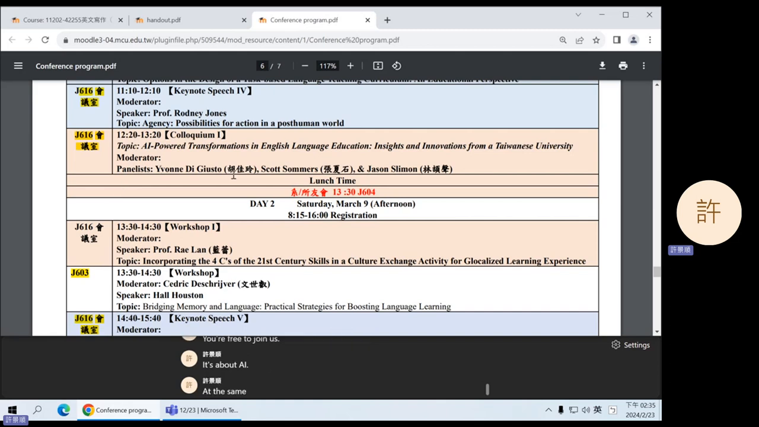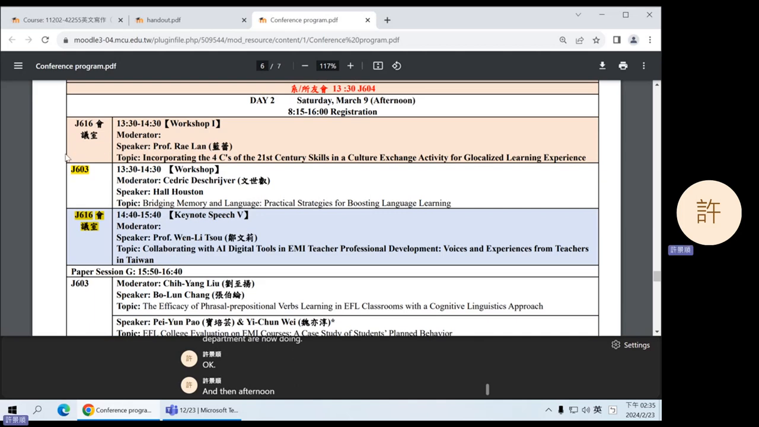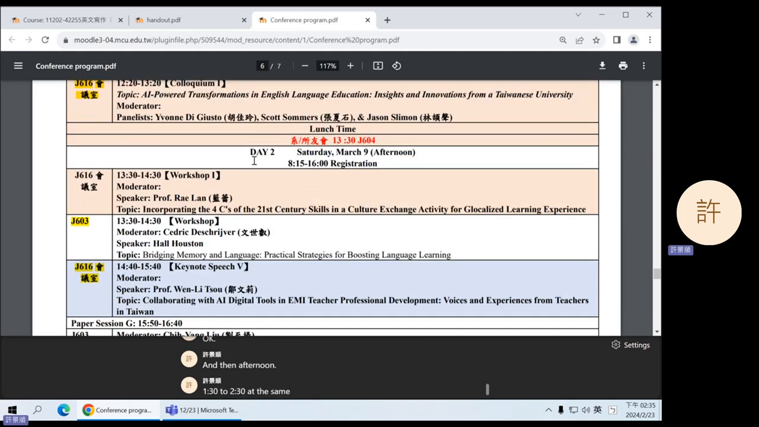At the same time, is it the same time? No, it's not the same time. 1:30, there will be an alumni meeting. 校友会, 系友会, 所有会. If you want to see what people who have graduated from our department are now doing. Okay, and then afternoon. 1:30 to 2:30, at the same time as the alumni meeting, there will be a workshop. Workshop means that it's not just a lecture. The lecturer will have an activity and everybody will join in doing the activity. I'm going to have lunch at that time, right? I'm busy during lunch hour, so that's when I'm having lunch.